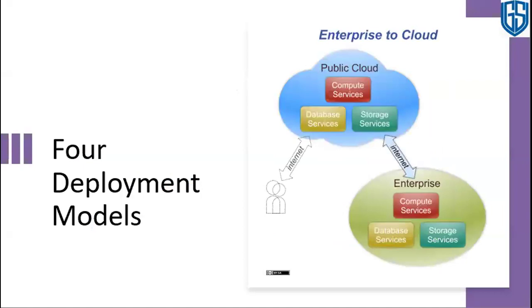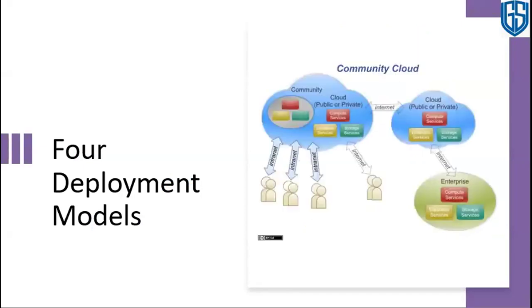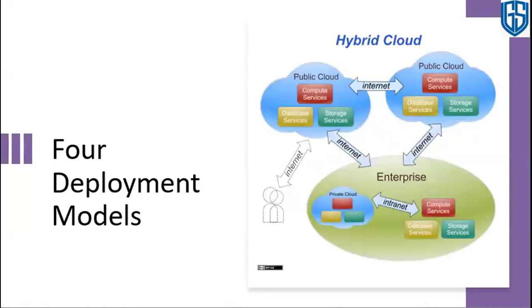Then we talked about the four cloud deployment models, how it is going from enterprise level to cloud: public cloud, then private cloud which only industries are using, then community cloud for open source access as well, and then there is hybrid cloud.